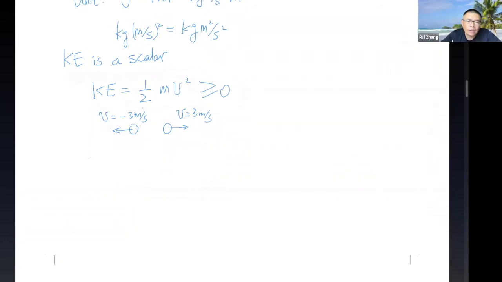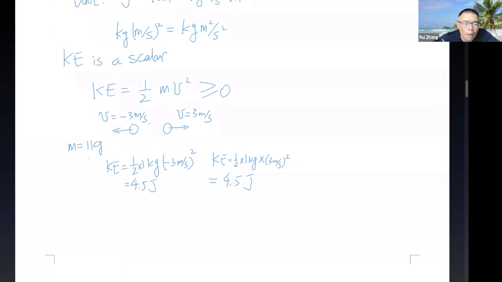The first kinetic energy will be, let's say the mass equals 1 kilogram, 1/2 times 1 kilogram times (-3 meters per second) squared. And for the other one, you have 1/2 times 1 kilogram times (3 meters per second) squared. So in both cases, it's going to be 4.5 joules. The sign doesn't matter.